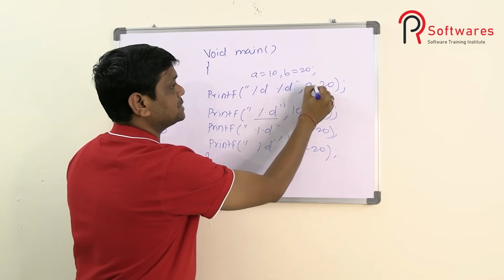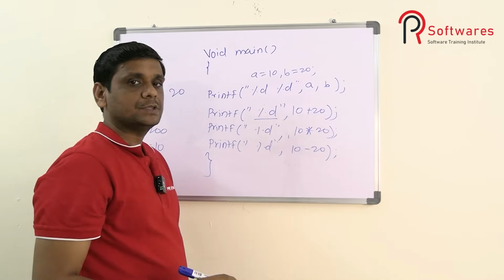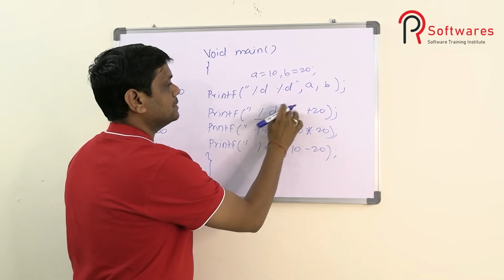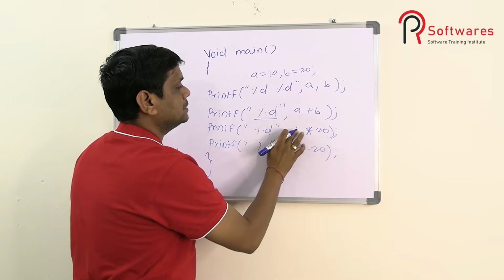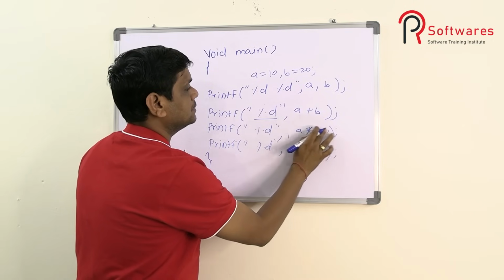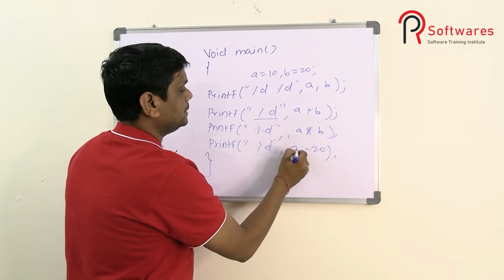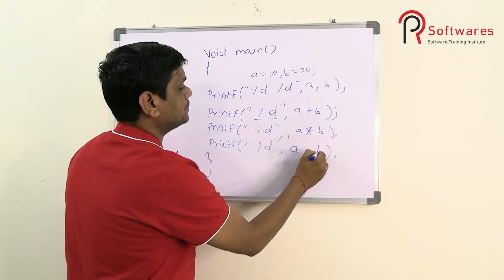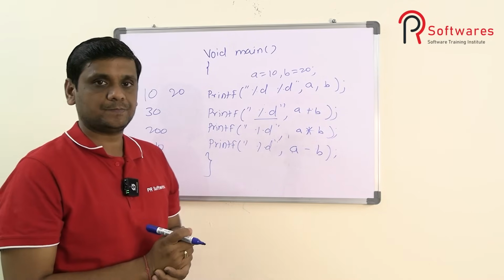Wherever the 10 is there, replace with a. Wherever 20 is there, replace with b. Do it everywhere the same thing. A, b. A, b. A. So, wherever a, b is there, that value got changed.